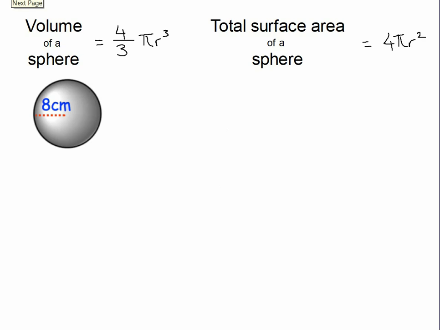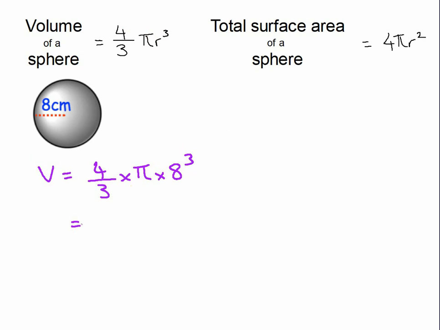Right, so if we do the volume and the surface area at the same time, we shouldn't have too much of a problem. I can see I've got the formula written out, but I'd encourage you to write it out every single time. It's better to learn it than keep having to go back to page 2 in your exam. So volume is equal to 4/3 times pi times 8 cubed.